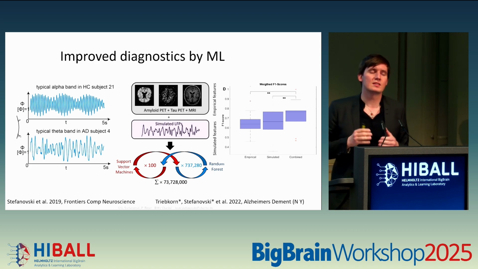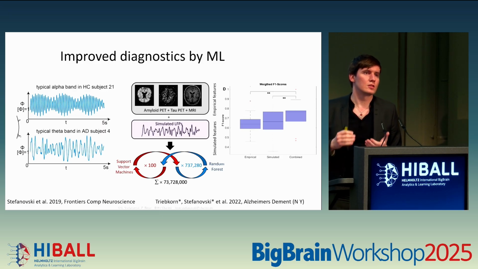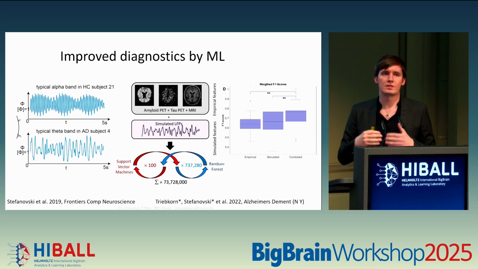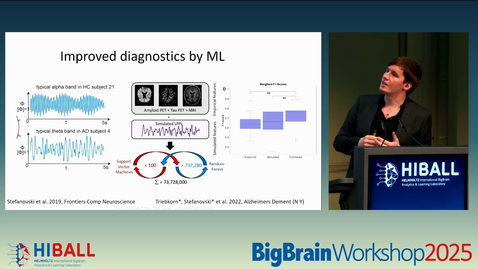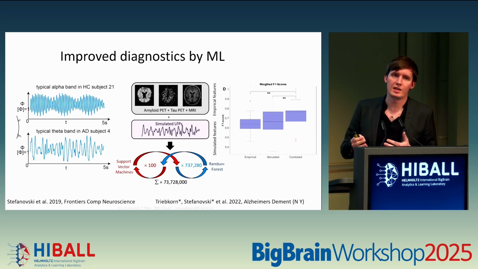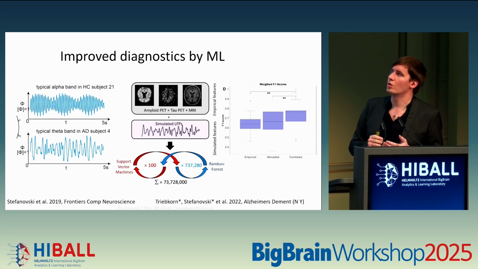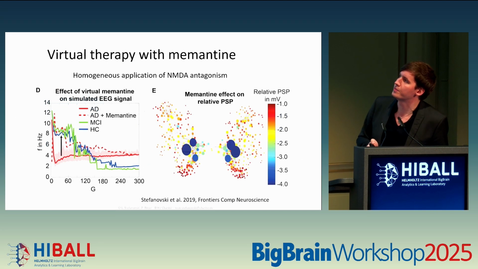And when we then used this artificial data, so it was data on the local field potential level that was never measured, that was just derived from this model, and we trained a classifier model with it, the performance was better than with the empirical data alone. So we could show that this simulated artificial data can improve diagnostic classification.